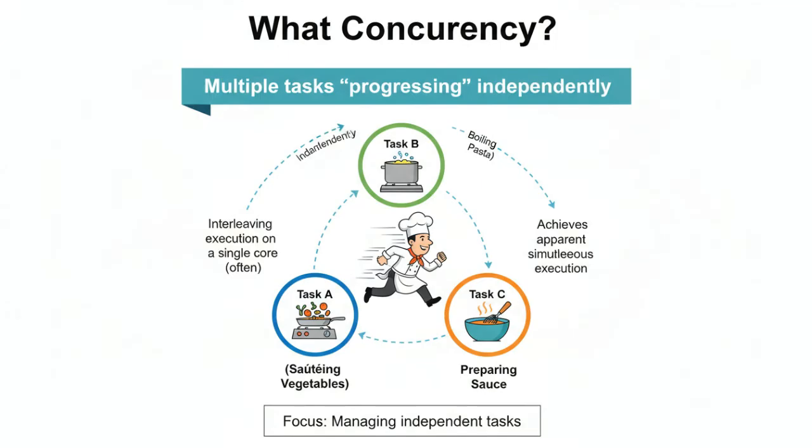Imagine a chef in a busy kitchen. They might be sautéing vegetables, boiling pasta, and preparing a sauce. They aren't doing all three exactly at the same moment, but they switch between tasks rapidly, giving the appearance of making progress on all of them. This allows the chef to manage the cooking of multiple dishes and ultimately serve them all. This is concurrency in action.